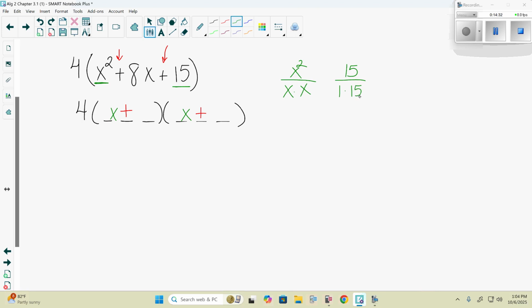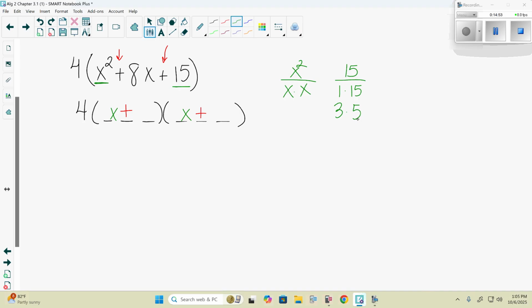We have 1 and 15, 3 and 5. And those are the only 2 sets of factors. Now at this point here, we need to pick between the two, because the first one, we only had 1 set of factors. So we just threw them in. Here, we have 1 and 15 or 3 and 5. Which one do we want to try first?